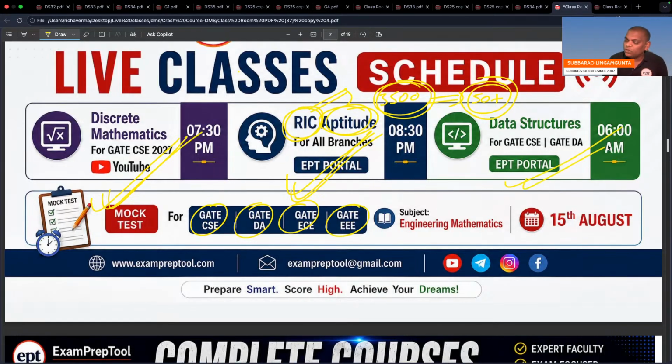In the morning, data structures is going on for GATE CSE, DA, and placements. Morning 6 o'clock, data structures is going on. In the evening, 7:30, discrete mathematics is going on. At 8:30 p.m. in the EPT portal, RIC aptitude is going on. RIC is going on for all these branches.